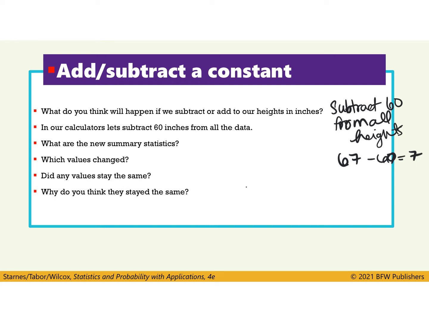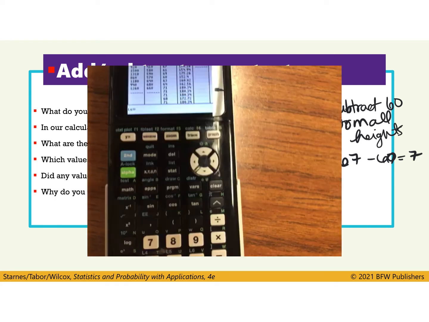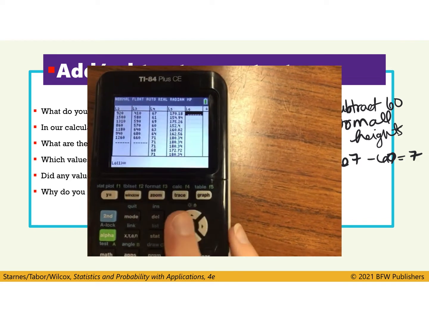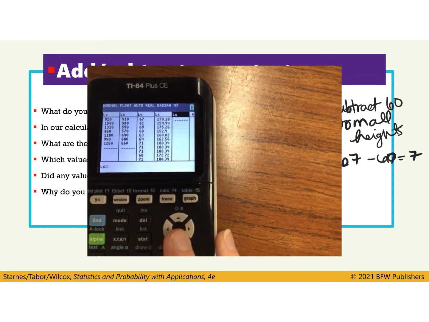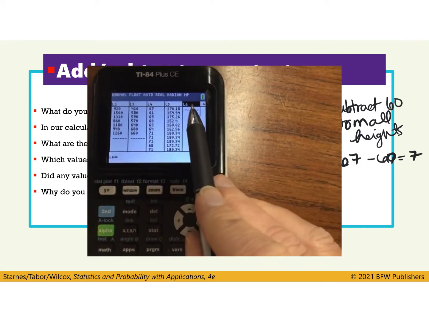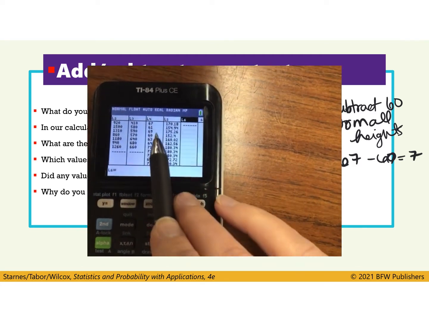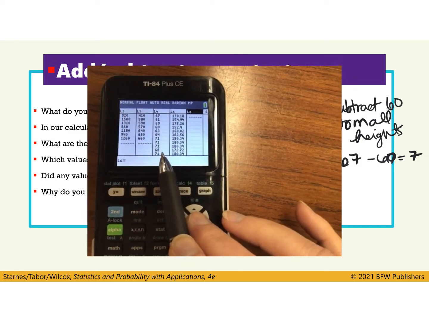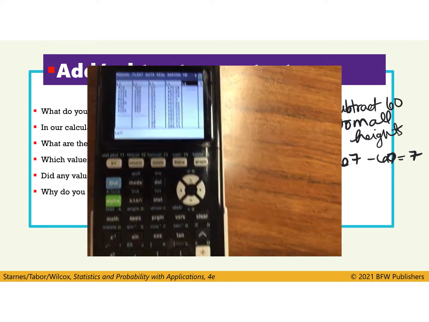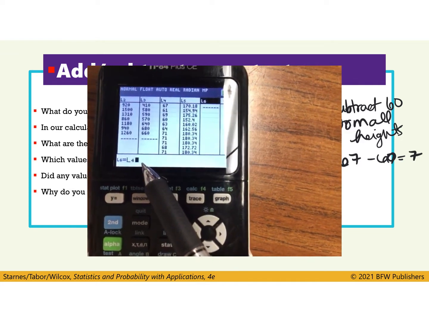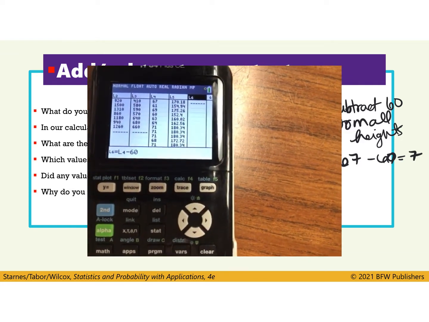Okay, so in our calculators, we're going to subtract 60 from all the data. So in here, I go up to highlight the list name. This doesn't work if I'm inside the list. I need to highlight list 6, and I'm going to ask it to take list 4, which in my case is the heights, yours might be list 1, and subtract 60. So I'm going to do second, and then I hit 4 because that's list 4. Down here, see it says list 4 minus 60.